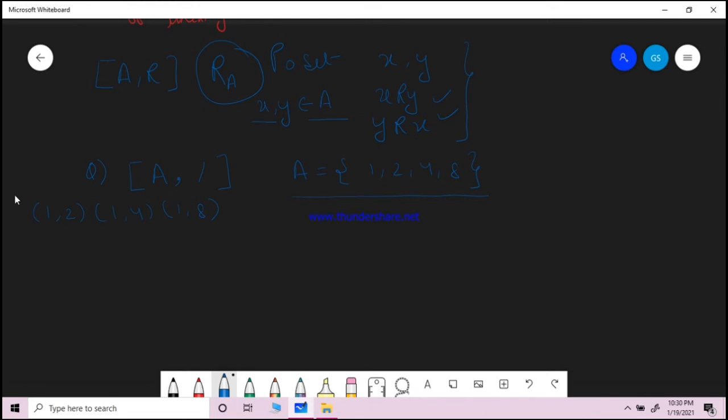These are the pairs of this set, and what else, 2 comma 4 and 2 comma 8. What else, 4 comma 8, and all the diagonal elements like 1 1, 2 2, 4 4 and 8 8 and so on. So these are the possible pairs, and this is a poset I'm saying, and you have to show me that this is also a total order set.